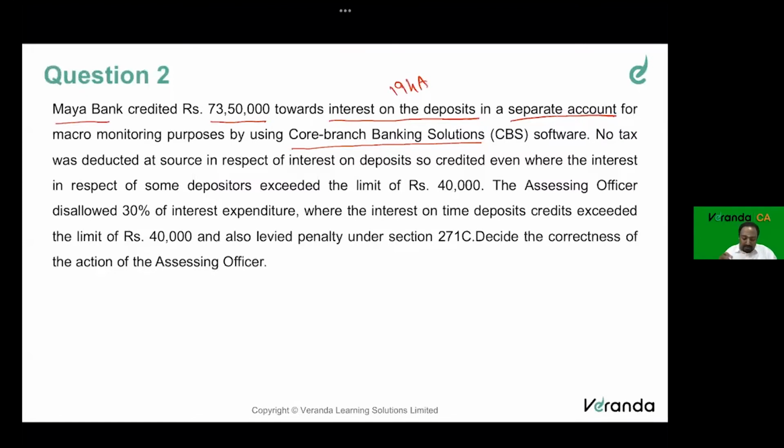So no tax was deducted at source. They say that tax was actually not deducted at source in respect of that interest credited, even where the interest for some depositors exceeds 40,000. So this 73.5 lakhs relates to multiple depositors. So it relates to multiple holders.